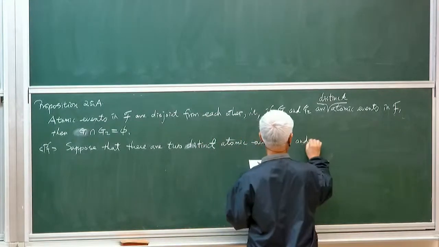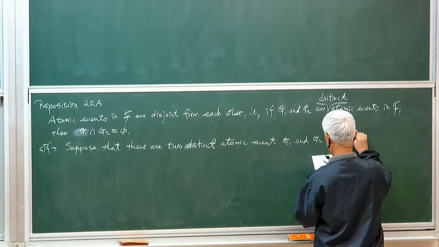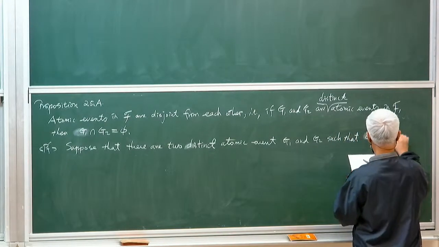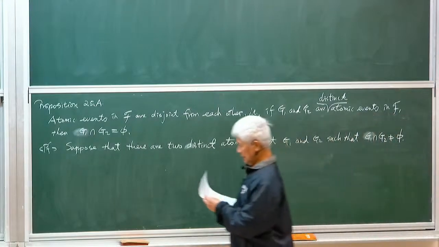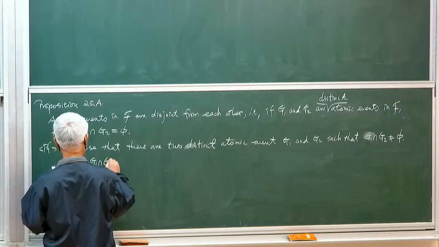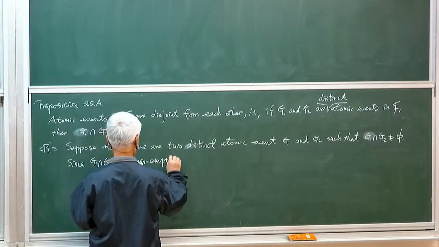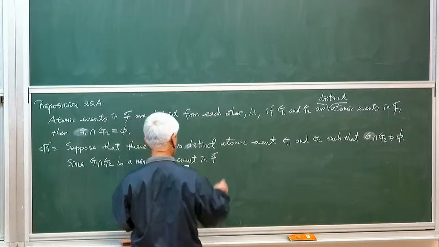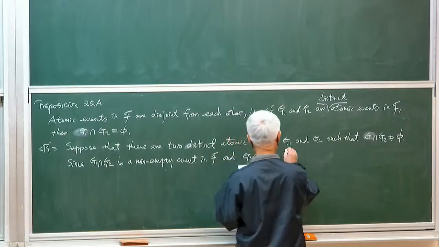G1 and G2, such that their intersection is non-empty. Okay, suppose that. Now, since G1 intersect G2 is a non-empty event in F, and G1 intersect G2 is a subset of G1.